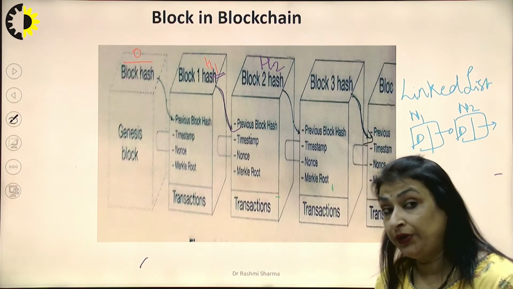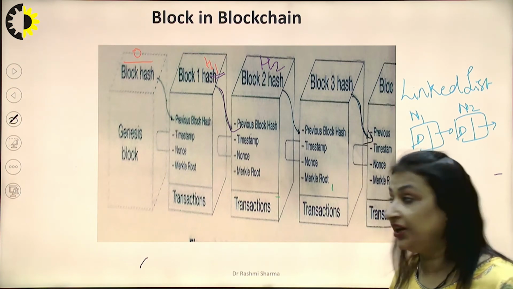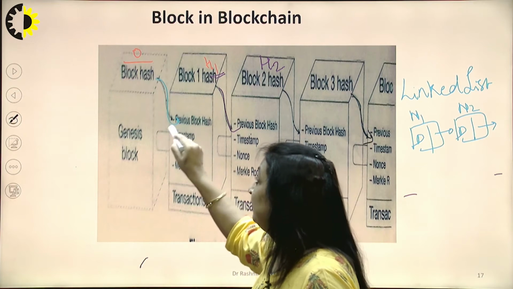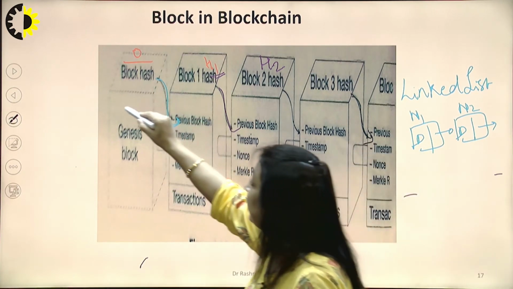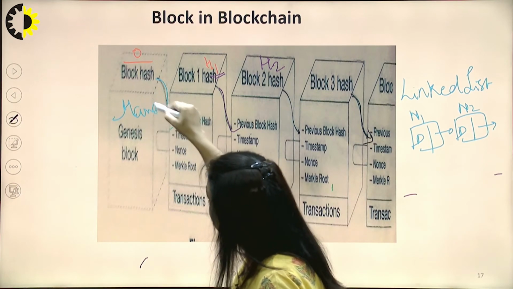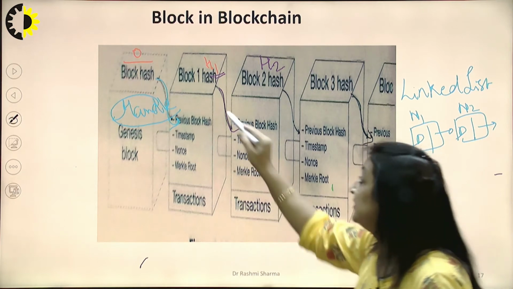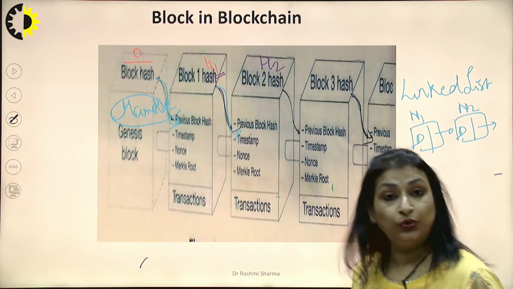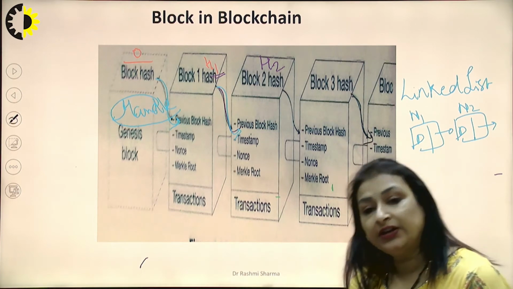But what is the pointer which is acting here for making that particular thing a linked list or a chain? It is the previous header. We are connecting it by the previous header. So I told you, this is acting as a handle from the previous to the next block. Again, see this block header, this hash code which is being generated is acting as a handle. So we are connecting one block.